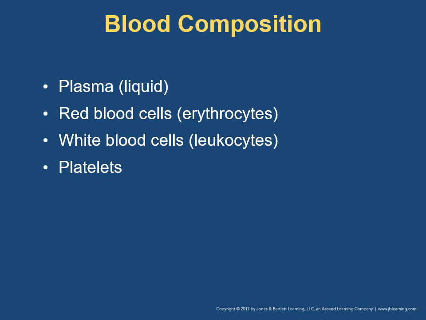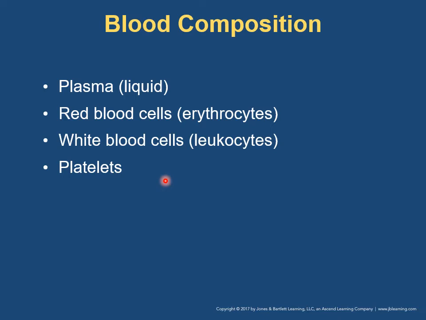Your blood composition: you have plasma, red blood cells, which are erythrocytes. Remember that erythro means red. White blood cells are leukocytes, leuko meaning white, and platelets. So the plasma is the liquid portion of the blood. It contains water and proteins as the primary components, oxygen, carbon dioxide, nitrogen, nutrients, and cellular waste.